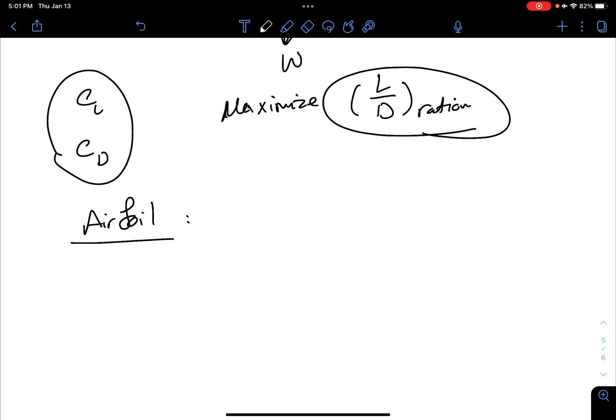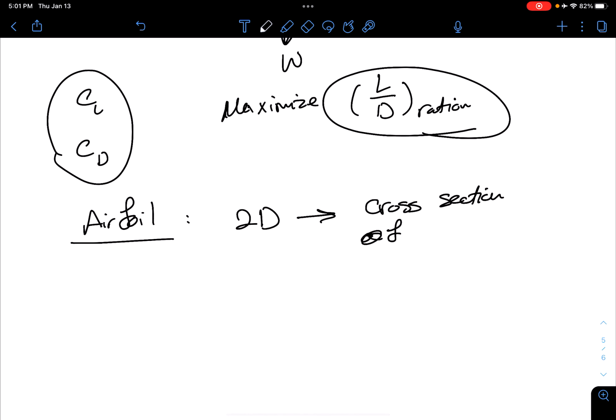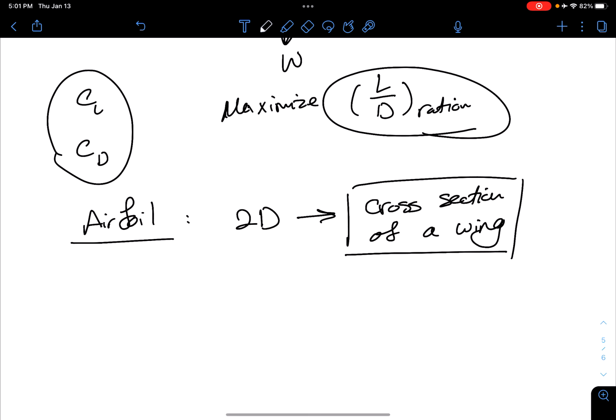An airfoil is a cross-section view of the wing. So that's the difference, right? It is a two-dimensional thing. So it is essentially a cross-section of a wing. Airfoil.